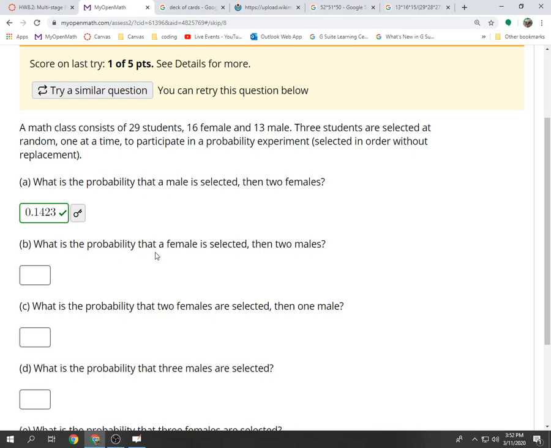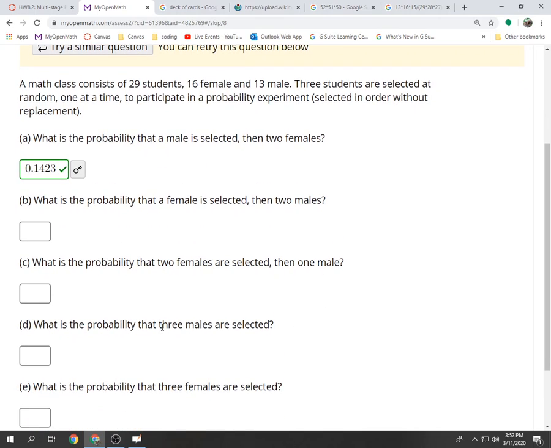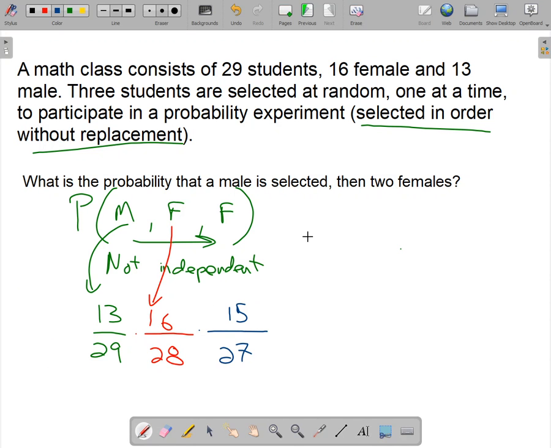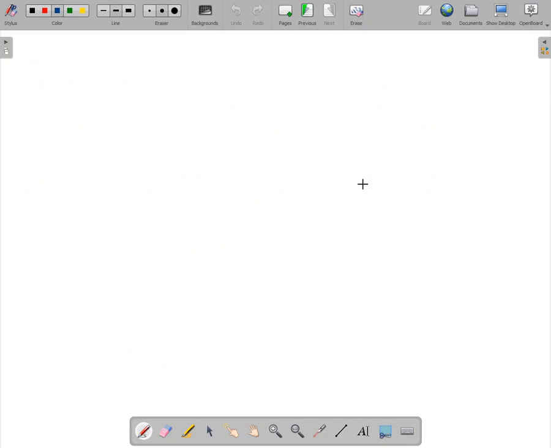What is the probability that a female is selected first, then 2 males? That's a lot like this one. What is the probability that 2 males are selected, 2 females, then 1 male? What is the probability that 3 males are selected? What is the probability that 3 females are selected? So all of these can be done without a tree, just by thinking about what's happening each time and what's in the numerator and what's in the denominator. If we had more complicated questions to answer, a tree would be worth building.